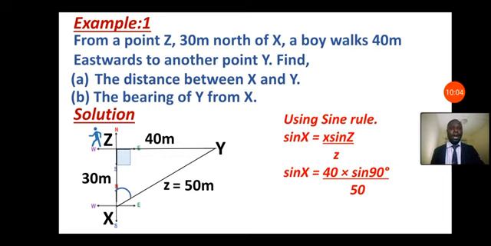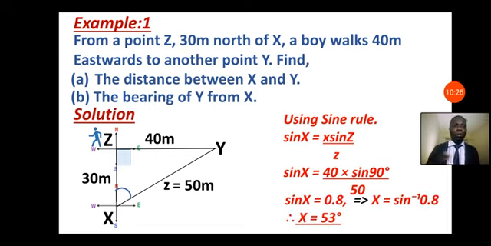And I'm using just my z and my x. If I should go further with this, putting my x as 40 and my z as 50, knowing fully well that my sine z will be sine 90. Sine 90, of course, is 1, so 40 over 50 should give us 0.8. Now, if my sine x is 0.8, then I should know that my x is the sine inverse of 0.8. If you punch your calculators properly, you should have x equals 53 degrees. So x equals 53 degrees.